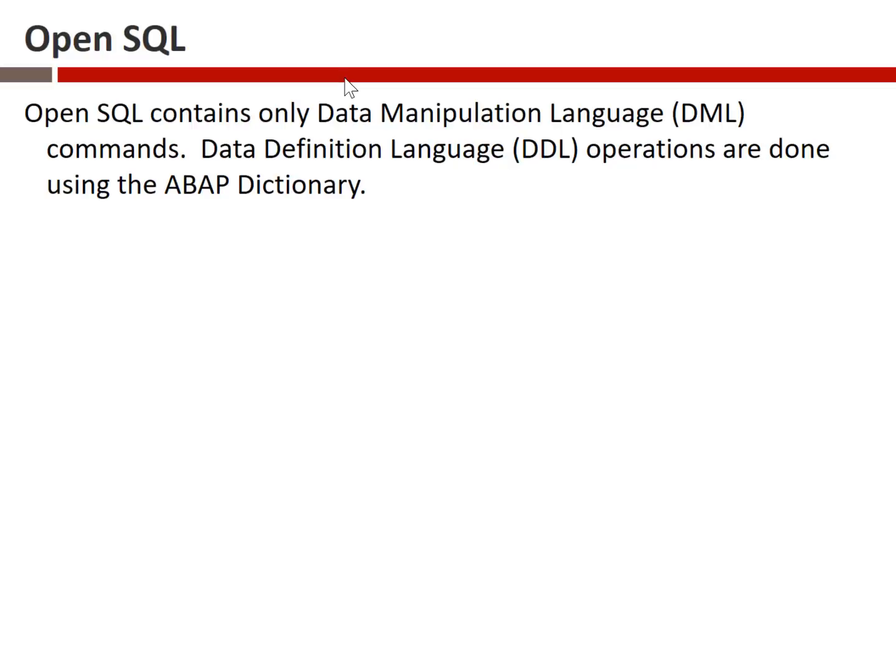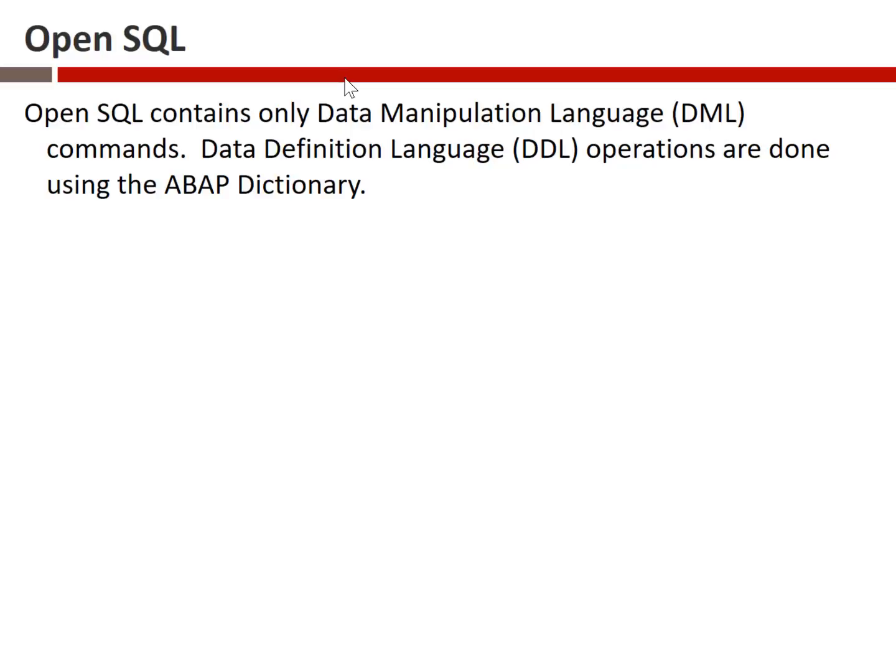You probably could have figured this first point out by inference from things that I have said already. OpenSQL only contains DML statements, data manipulation language statements. It does not contain any data definition language statements, any DDL statements, because those are done using the ABAP dictionary. Can anybody tell us what would be an example of a DDL statement? Create table. Can't create a table programmatically. Don't even have OpenSQL syntax to do that because you create a table in the ABAP dictionary.